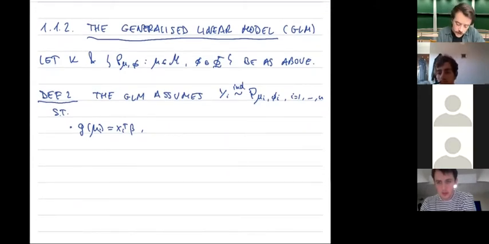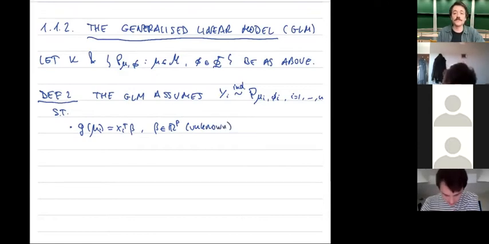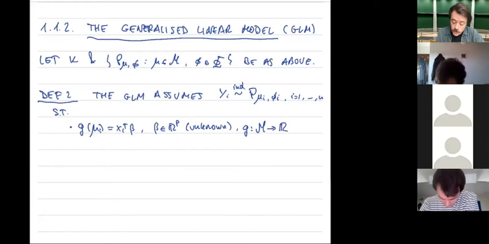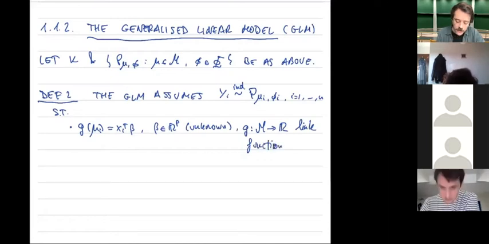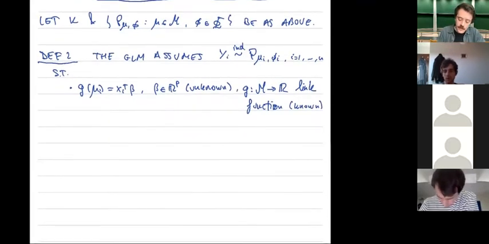So beta is in R^p, and this is unknown, just like in the normal linear model. And then g, which is a function from the mean parameter space to the real numbers, is what is called the link function. It links the linear predictor to the mean of the model. This is known; it's not only known, but we choose it. Okay, and now we need to talk about the phi_i's.